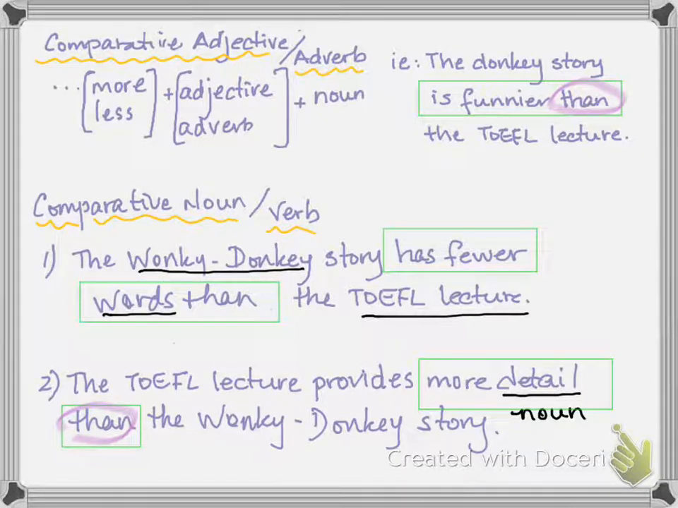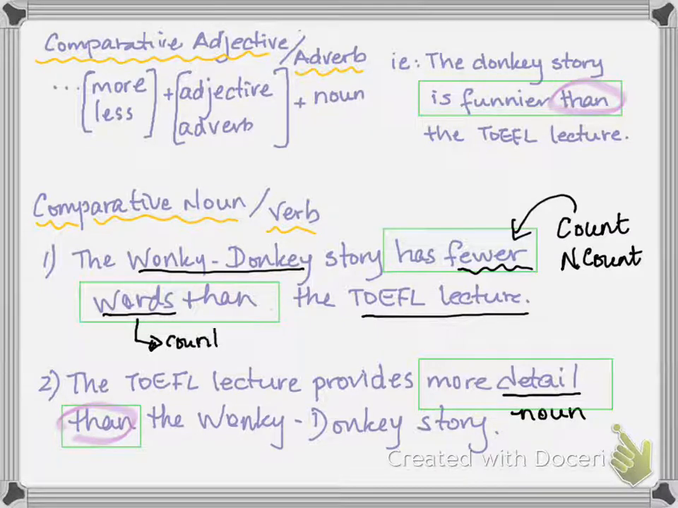One of the things that you need to pay attention to when creating comparative noun sentences is whether the noun is countable or whether the noun is a non-count noun. That will determine what this word is right here. We know that we use the word fewer when we're talking about words that are countable. So the word words is a countable word. Anyway, I hope you understand what I mean.